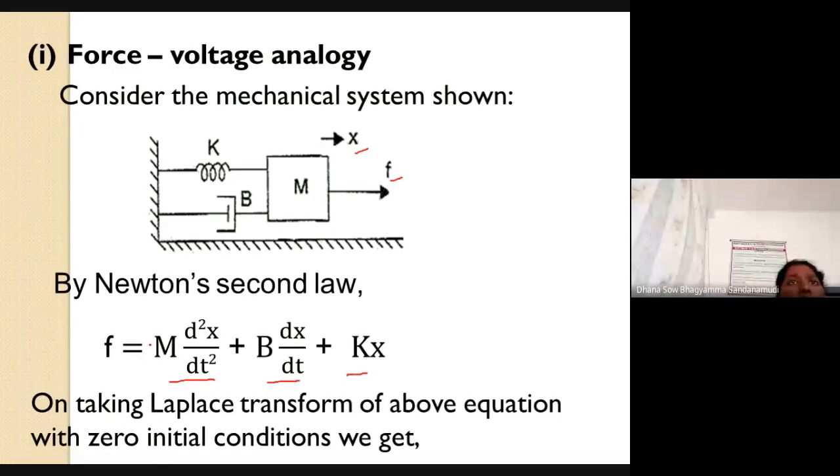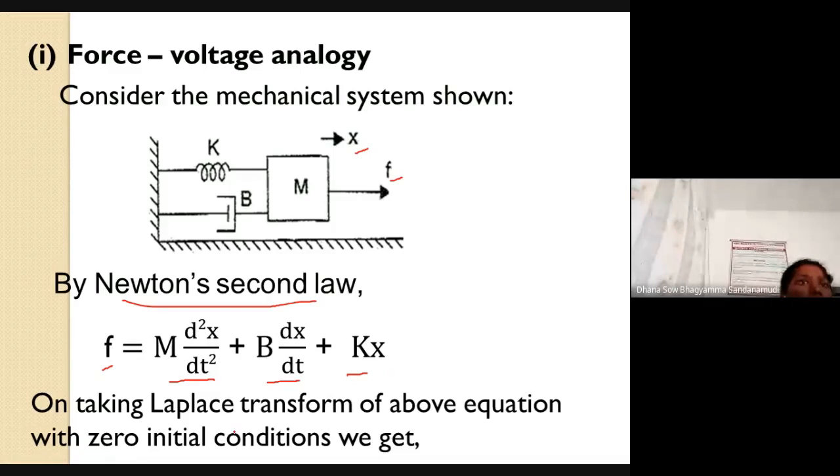The applied force is this. What are all the opposing forces here? Opposing forces are due to the mass, due to the elasticity of the spring, and due to the friction of the dashpot. These opposing forces are equal to the applied force according to Newton's second law. You know this equation very well: F equals m d square x by dt square plus b dx by dt plus kx.